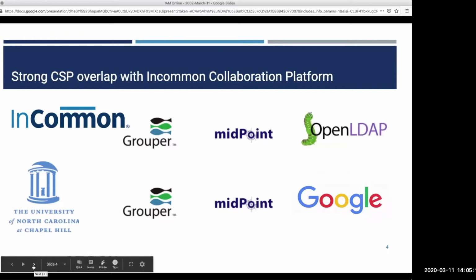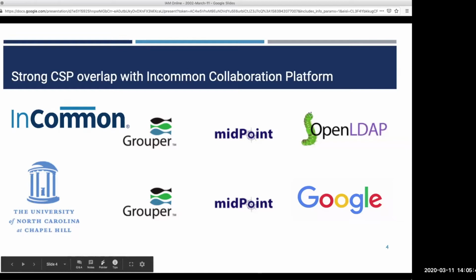We find ourselves on a similar journey with a number of campuses in the CSP. We're working on midPoint, but we find ourselves particularly closely aligned with work that Internet2 and InCommon are doing internally to roll out the Trusted Access Platform, in that we want to use Grouper for access policy, and that means provisioning decisions get made in Grouper. Then we want that to be communicated to midPoint, which can then take provisioning actions on behalf of the university.